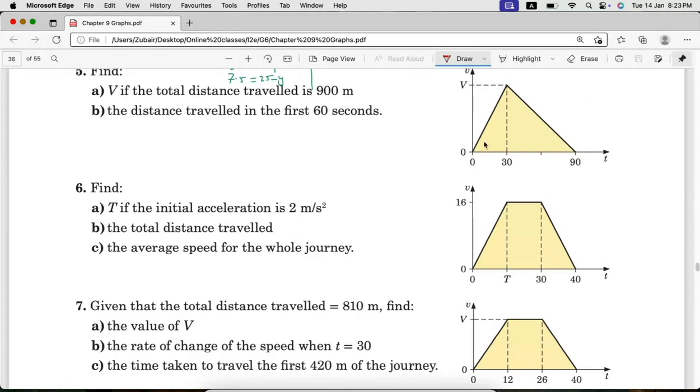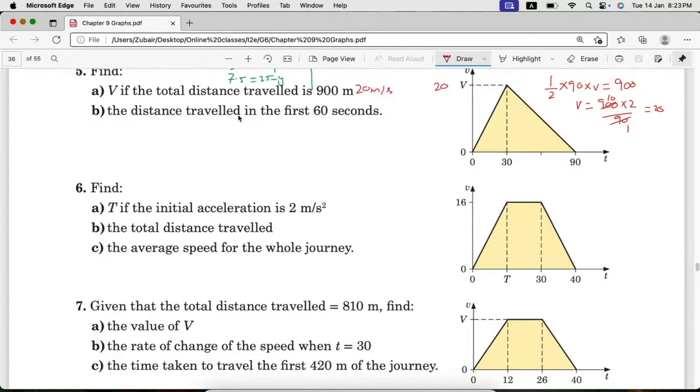If you just take it as one single triangle, yes, sir. This is 1 by 2 into base is 90 into height is V, and already the total distance, that is the total area, is given. So V is equal to 900 into 2 over 90, which is 10 times 2, that is 20. 20 meters per second. Yes, sir.